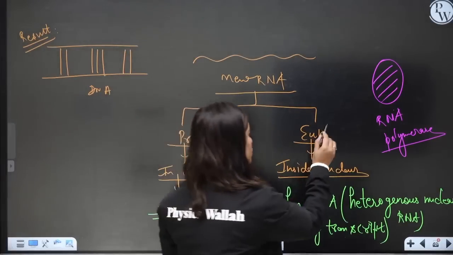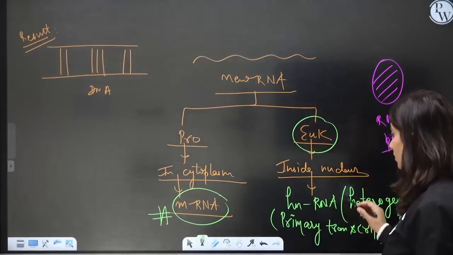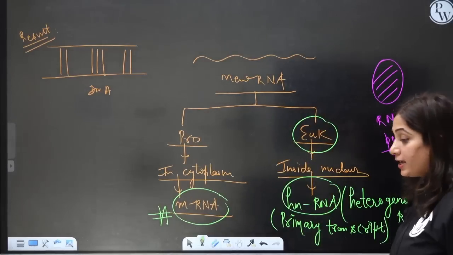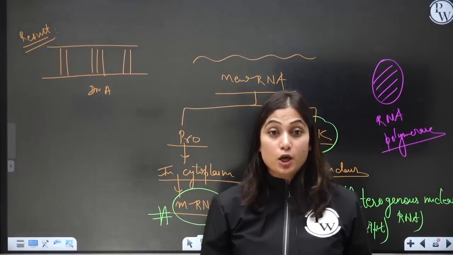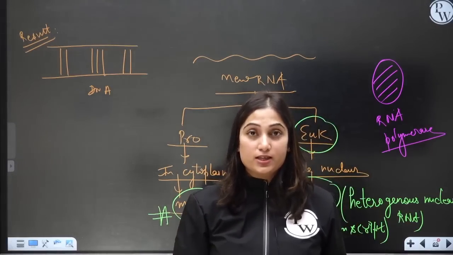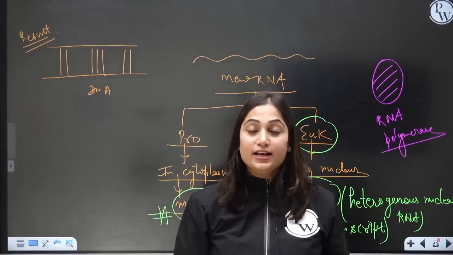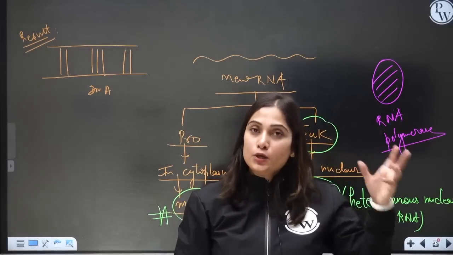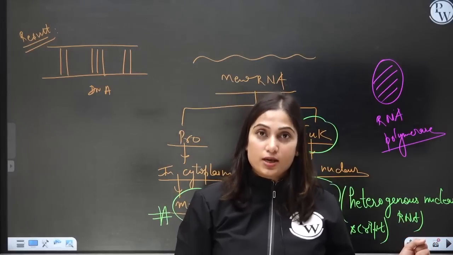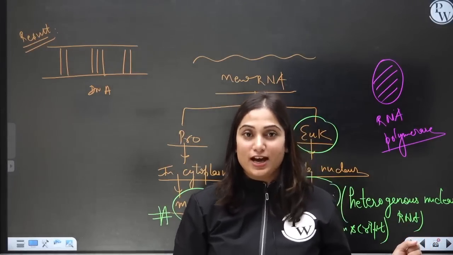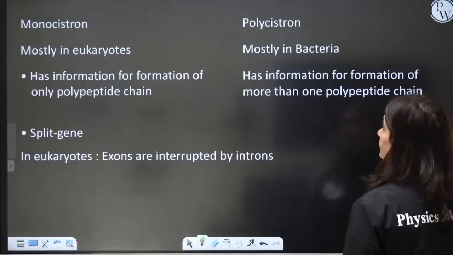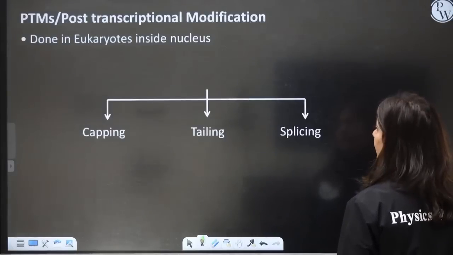But in eukaryotes, this newly formed RNA is called hnRNA, which is heterogeneous nuclear RNA. This needs to be prepared to transport it to the cytoplasm, because translation will occur in the cytoplasm. The change of this hnRNA to mRNA is called PTM, that is post-transcriptional modification or RNA processing. Now let's see what this RNA processing is.